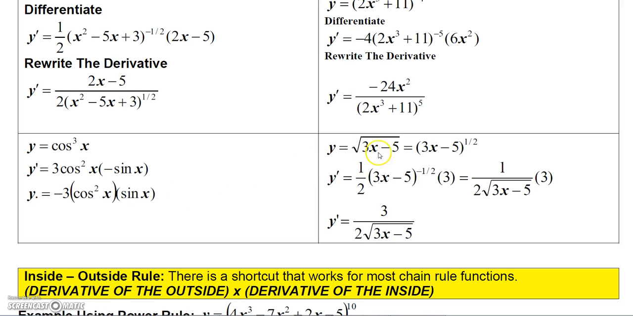And then here's a square root, so you can write this as 3x minus 5 to the 1/2. So apply the general power rule, you get 1/2 times 3x minus 5 to the negative 1/2, and then times the derivative of 3x minus 5, which is 3. And then finally, your 3 goes in your numerator, and then the 2 goes in the denominator. And if you move this to the denominator, you'd have 3x minus 5 to the 1/2, or just the square root of 3x minus 5 in the denominator.